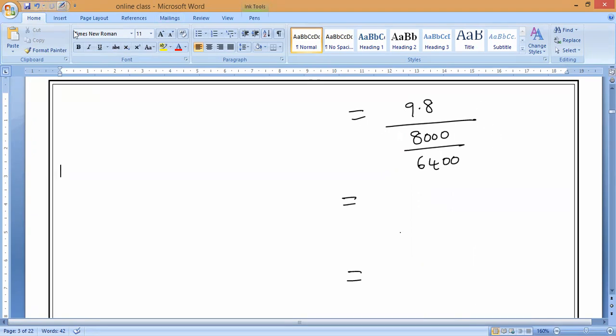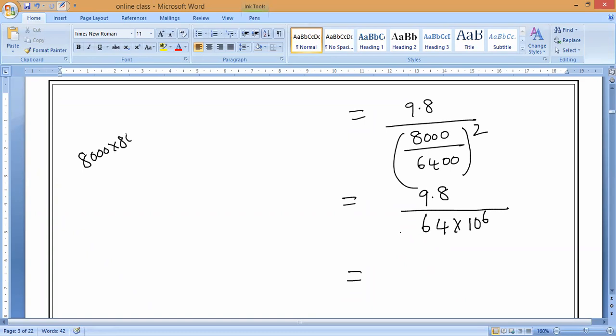So this will become, whole square, 64 and 60. Yes, that is whole square. Now it will turn into 9.8 divided by, this one will turn into, I think, 64 into 10 power 6. Is it yes or no, guys? You do this. 8,000, sir, 1,000. All of you solve it. Yes, sir, 4 into 10 power 6. 6,400 into 6,400 will become 40.96 into 10 power 6. This is what it will become.